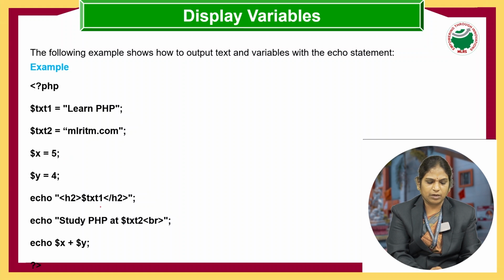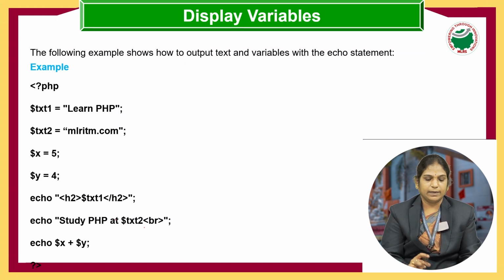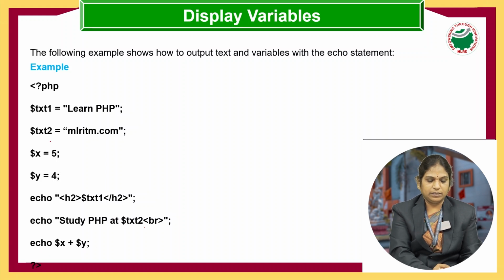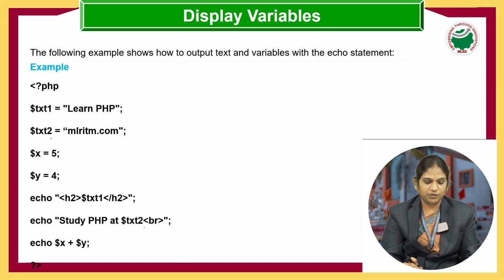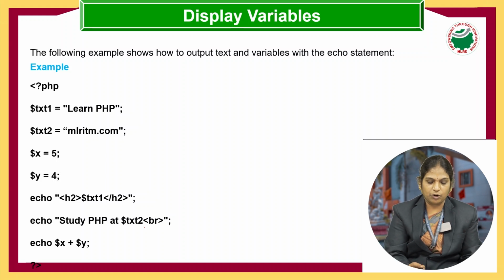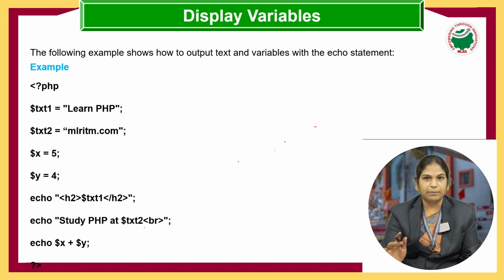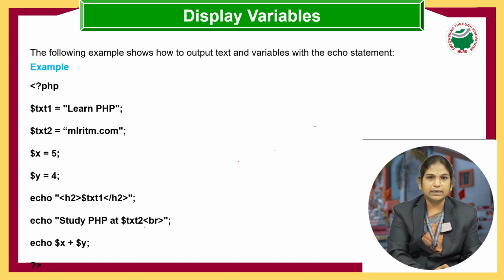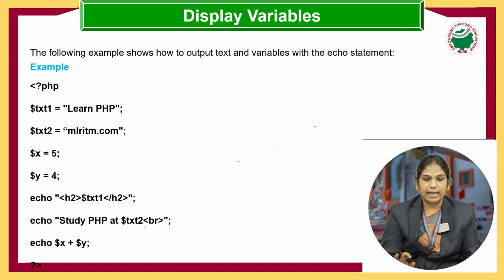Echo h2 $txt1. What will be the output for this? Learn PHP will be displayed. Echo study PHP at $txt2. What will be the output? Study PHP at mlritm.com. And next, echo $x plus $y. Here it is going to display 5 plus 4 equal to 9. So the output will be learn PHP, study PHP at mlritm.com, and the third echo statement is displaying 9 as the output.